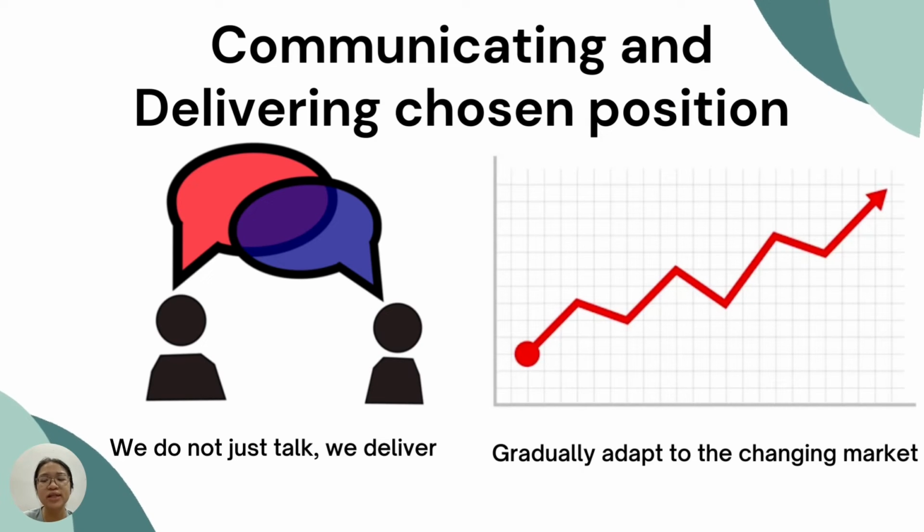Once it has chosen the desired position, the company must communicate its desire to target customers by the marketing mix 4Ps. However, marketers cannot just talk to win the customer's heart. They must deliver. Note that if a company wants to modify a product's position to adapt to a changing market, its plans should evolve gradually to avoid confusion among customers.